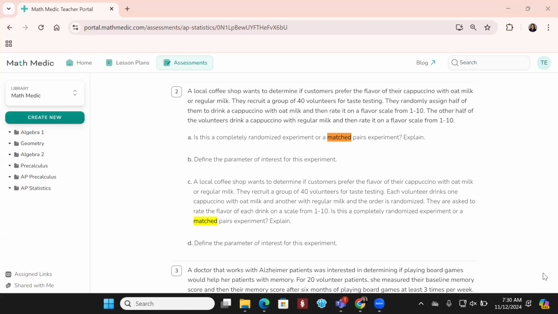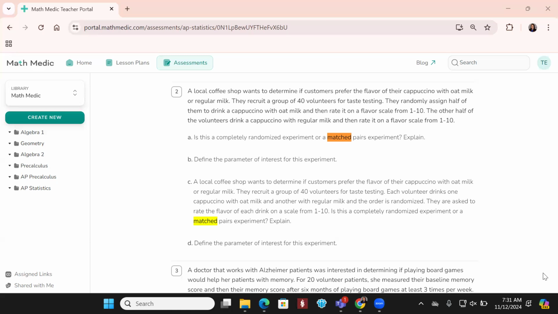What are they trying to find? It's one sample. So the parameter would be the true difference between the two. So you're going to say M1 minus M2, which is the true difference between the means of the flavor of the cappuccino. So oat milk minus, what was the other one? Regular milk. Yep. Good.